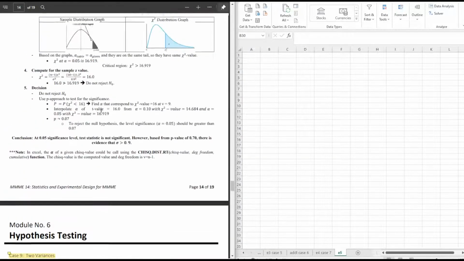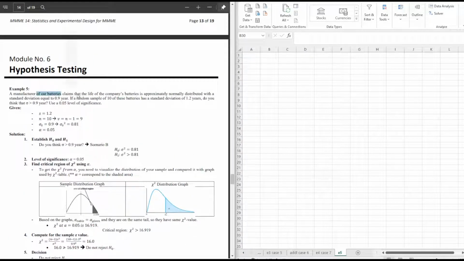So in this example, example number 5, we want to compare the sample standard deviation, which is taken from 10 batteries and is observed to be 1.2 years. We want to compare this to the population standard deviation, which is established to be 0.9 years. Okay, so let's do that. This is E5, case 8. Let's do the hypothesis first.